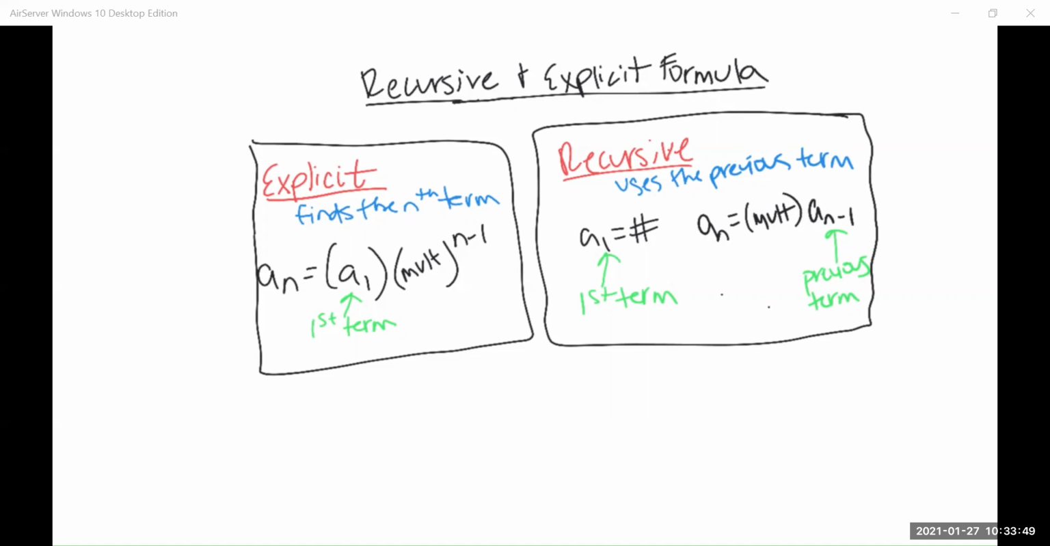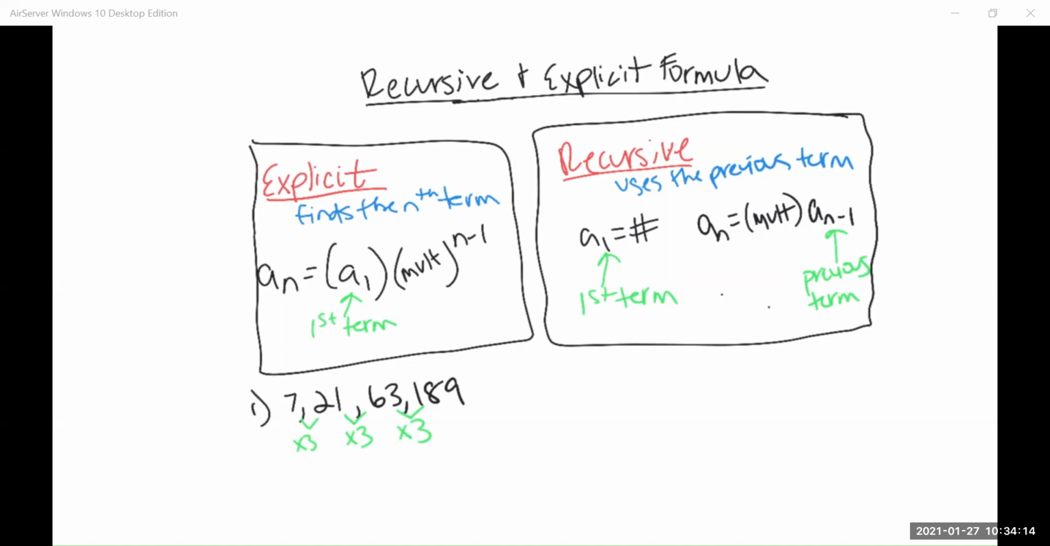So let's look at an example. What if I have a list of numbers, 7, 21, 63, 189. Well, I first need to ask myself, how am I getting from one number to the next? From 7 to 21, 21 to 63, 63 to 189. Well, here I'm multiplying by 3.